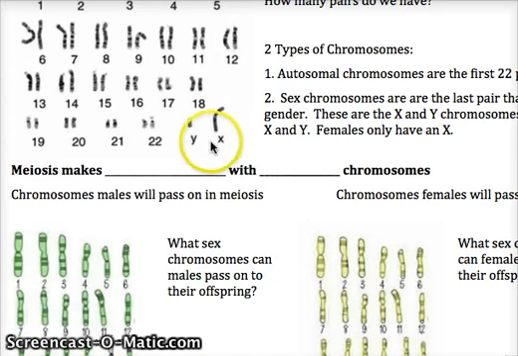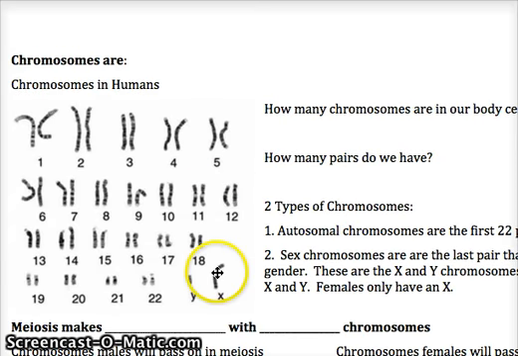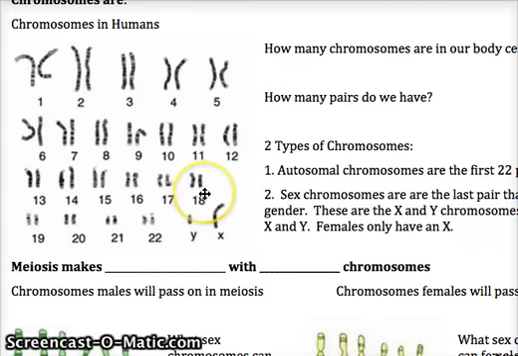Alright, so remember we have 46 chromosomes, and remember the last part of chromosomes here, our last pair, our 23rd pair, is the sex chromosomes. So we have 46 in our chromosomes, the 23 pairs, and these are the sex chromosomes. So you can circle those right there, the X and the Y. So this is a male.